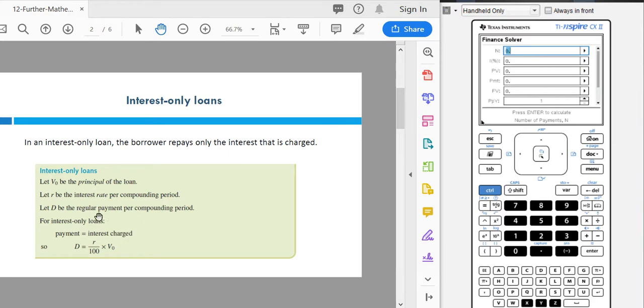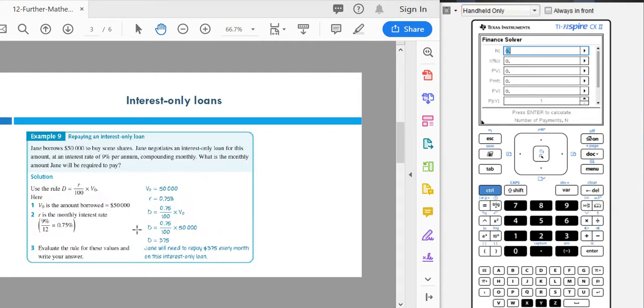And you've seen this formula before. Let VA be the principal of the loan, let R be the interest rate, and let D be the regular payment per compounding period. So for the interest-only loans, your payment is just the interest charge. And this to me looks like the simple interest formula, doesn't it? R on 100 times the initial value. So that percentage amount will be charged for you.